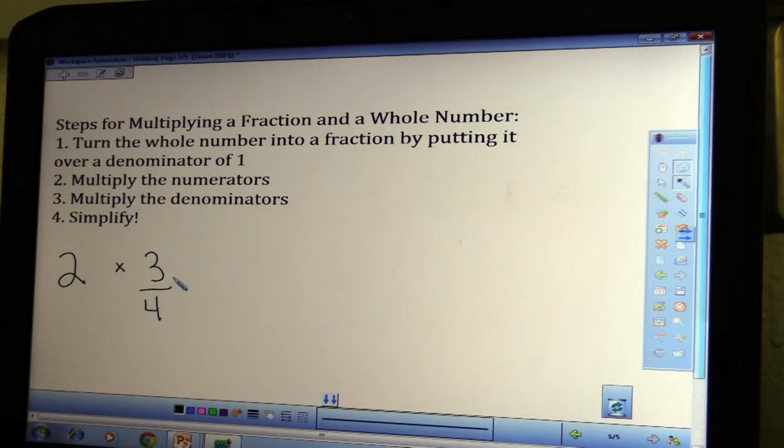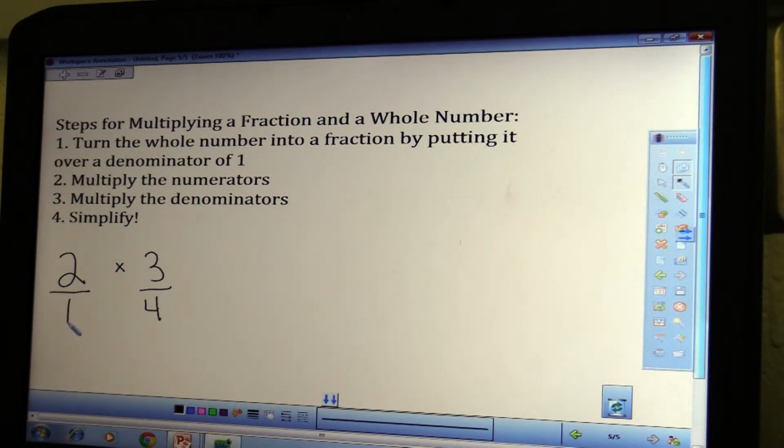Today I wanted to talk about how to multiply a fraction and a whole number. And I have the steps up on the board, so let's take a look. The first step is to actually turn the whole number into a fraction. You can't multiply until you have a fraction times a fraction. So the way we turn a whole number into a fraction is by putting it over a denominator of 1.